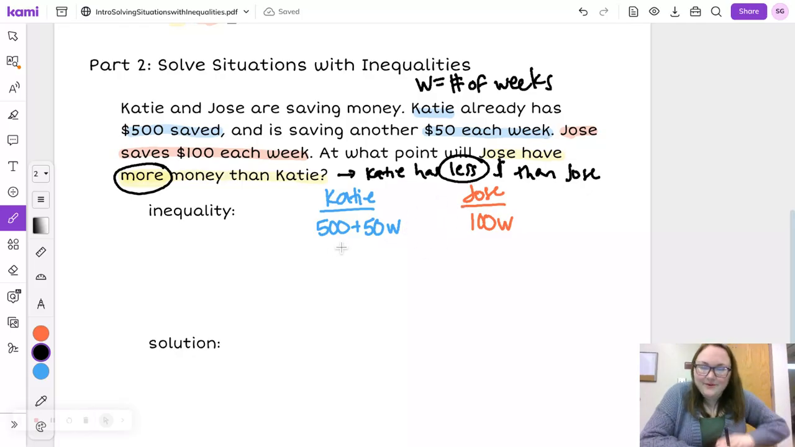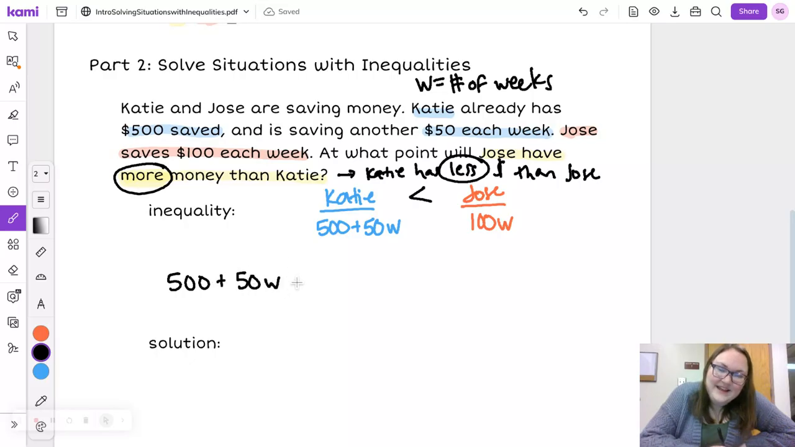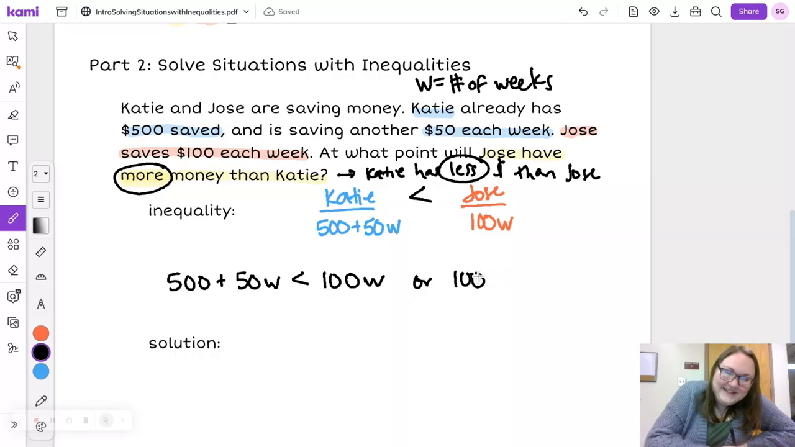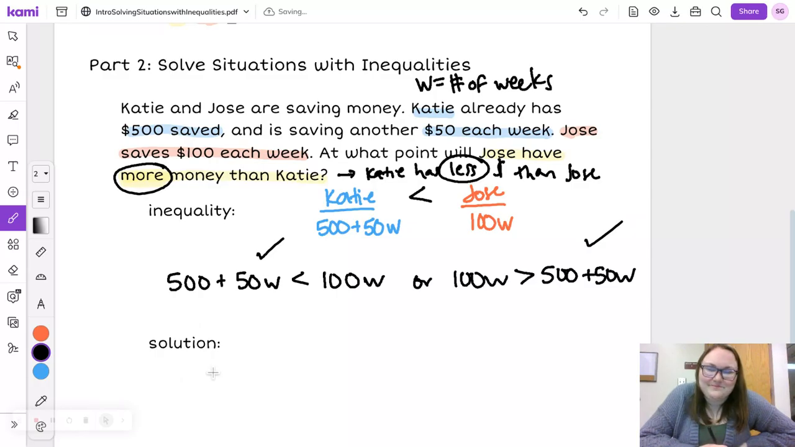When you read your inequalities, you always read from left to right. And so I'm thinking I want Katie to have less money than Jose. And so my inequality would be 500 plus 50W is less than 100W. Now, this is one option. If you had written Jose's information first and then you had Katie on the other side, you could also say Jose's money, we want Jose's money to be more than Katie's money. And you could have also done this. Both of these are good and they both would give you the same solution.